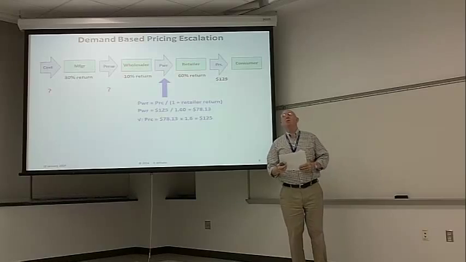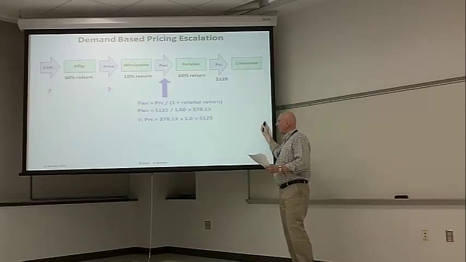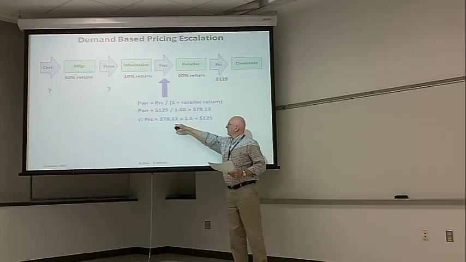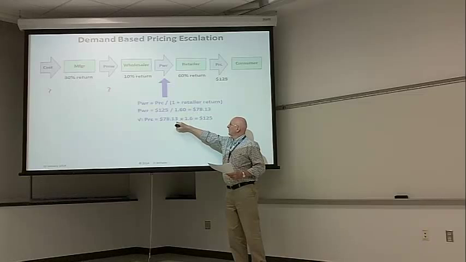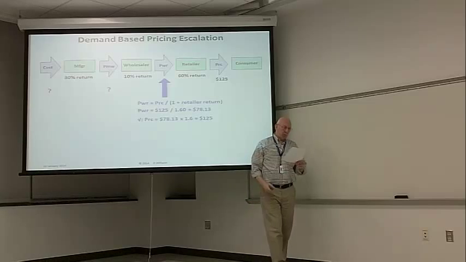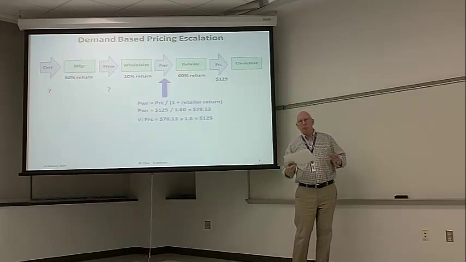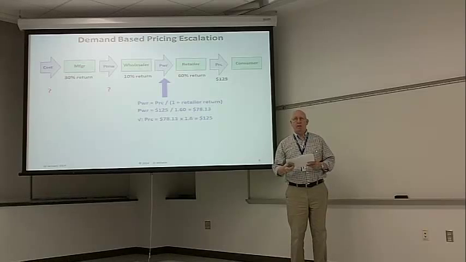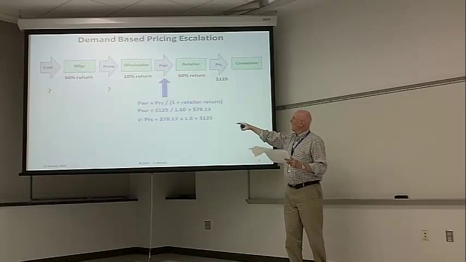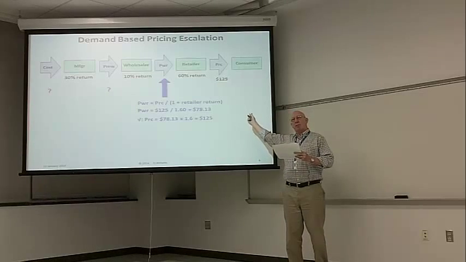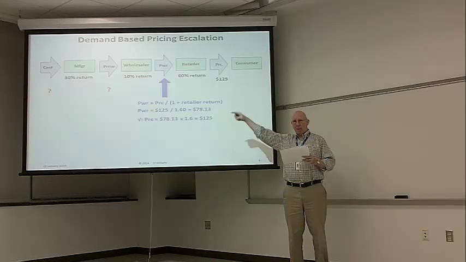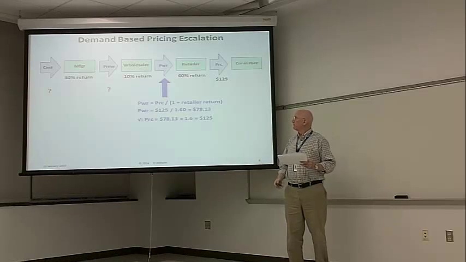Let's check this, just to be sure. If we were working the other way, the price from the retailer to the consumer is the price from the wholesaler to the retailer times the markup, $78.13 times 1.6. Sure enough, it really does equal $125. So that's how it does work. To find a price in that direction, you divide the price on this side by 1 plus the rate of return, and that will give you the price on the other side.